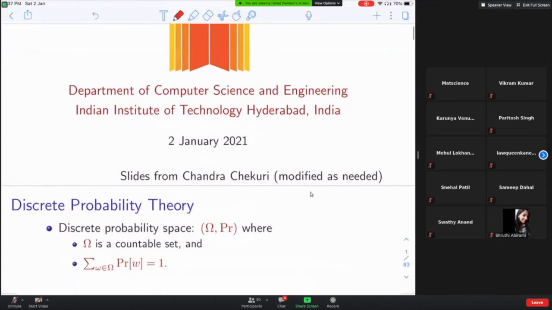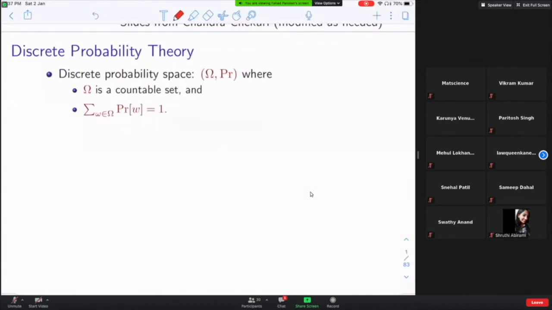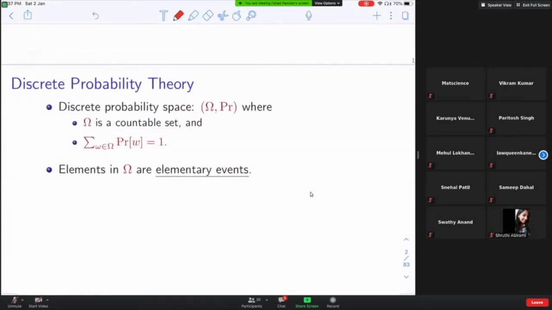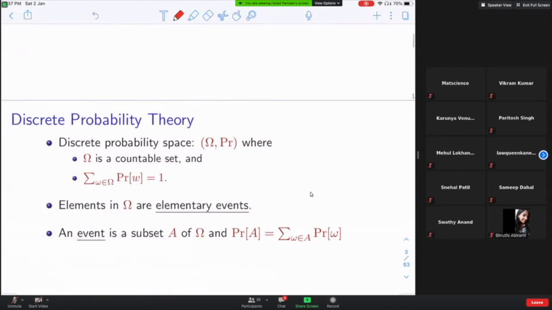Okay. So just a quick recap. In a discrete probability space, we have a pair, omega and a probability function. Omega is a countable set, and the sum of the elementary probabilities should be equal to 1. The elements in omega are called elementary events, and an event is a subset of omega.